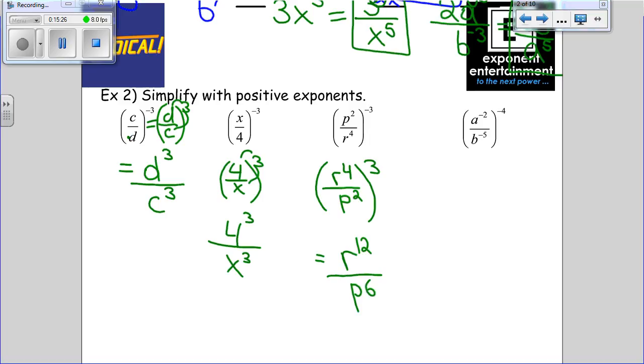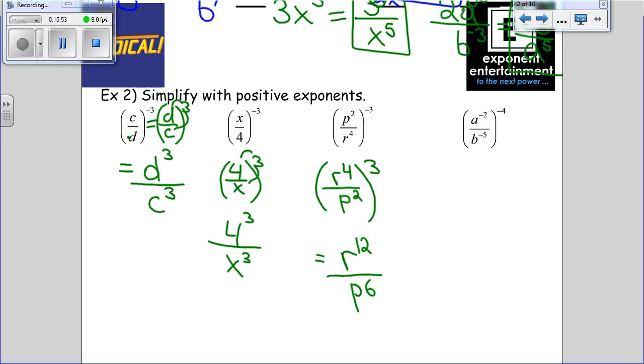So my first step was I flipped everything inside the bracket. That got rid of my negative on my negative exponent. And then I distributed the 3 in. When you distribute that 3 in, you multiply the exponents together. So that's why I have 12 and 6, because 4 times 3 is 12, and 2 times 3 is 6. So you multiply the exponents together.